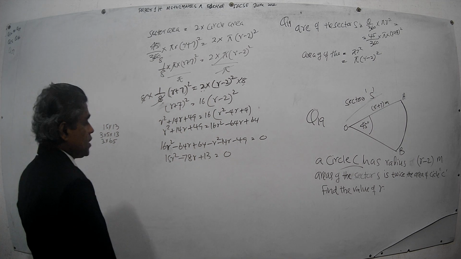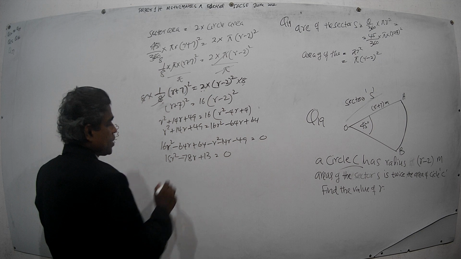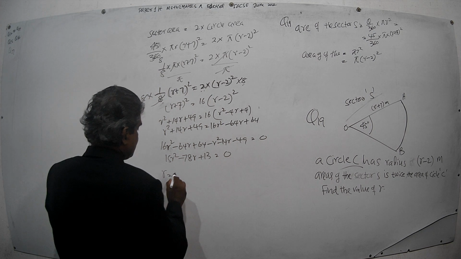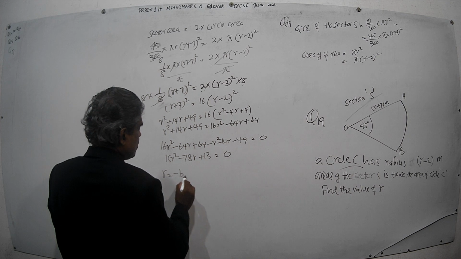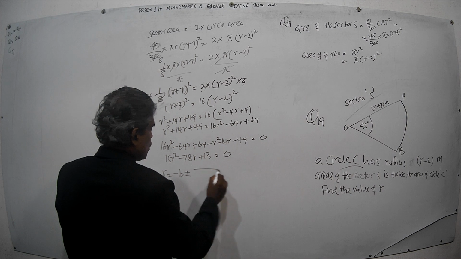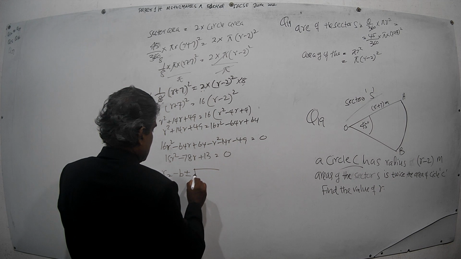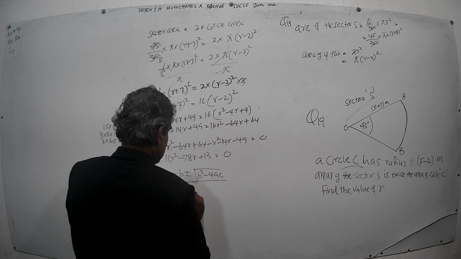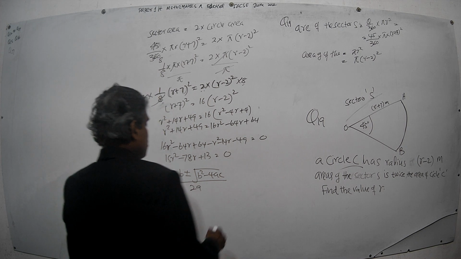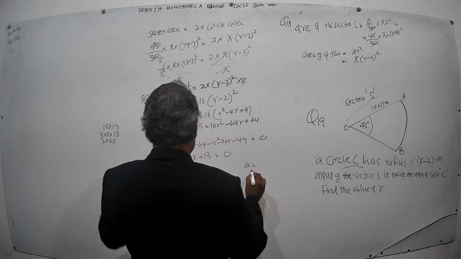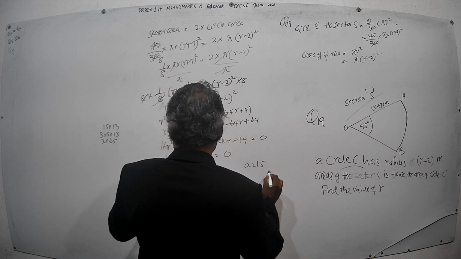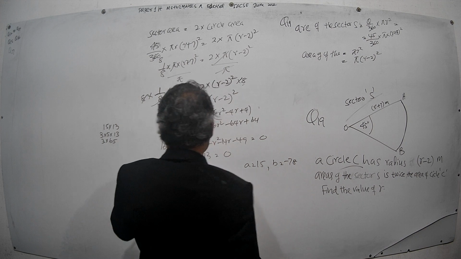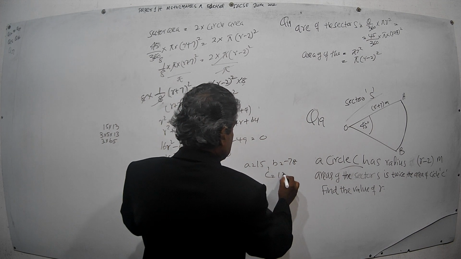So we can't factorize it, it seems. So there we apply the formula: r equals minus b plus or minus the square root of b squared minus 4ac, over 2a. Then a equals how much here? a equals 15, the coefficient of r squared. Then b equals minus 78. Then c equals 30. Now we will substitute.